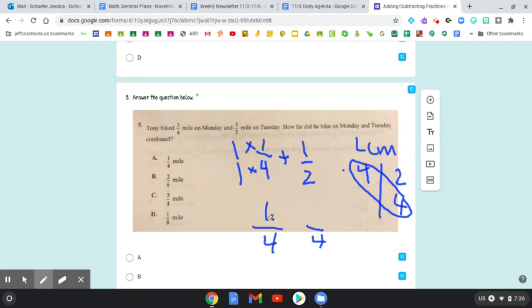1 times 1 is 1. On this side, I have to multiply by 2. So times 2 on the top would make 2. 1/4 plus 2/4 is 3/4. So combined is going to be 3/4 of a mile, which is C.